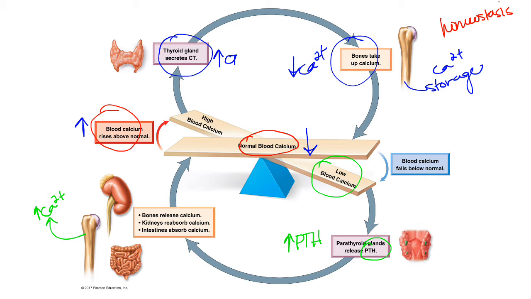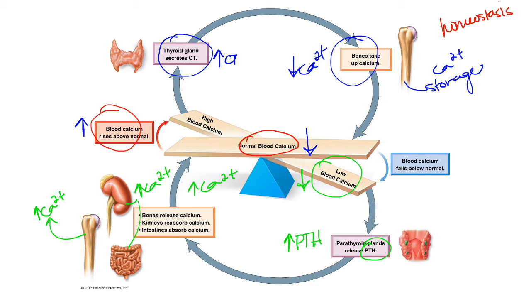The kidneys and the intestines are going to be told to absorb calcium. When they absorb calcium, that effectively also increases calcium in the blood. Everything that's absorbed goes straight to your blood. So in this case, increased parathyroid hormone is also going to increase calcium levels, which can bring us back to normal. This is also negative feedback.